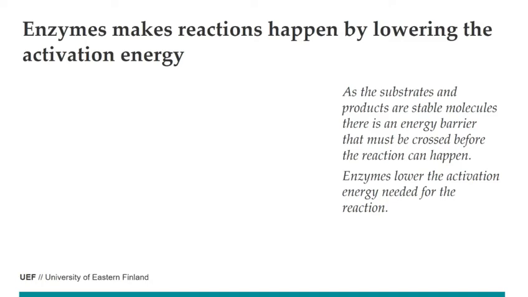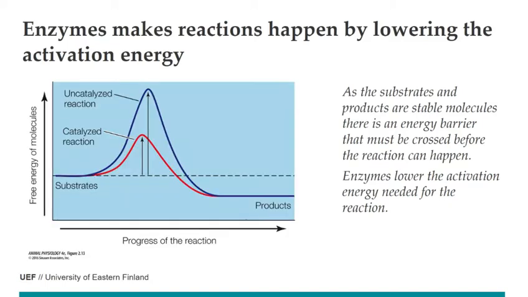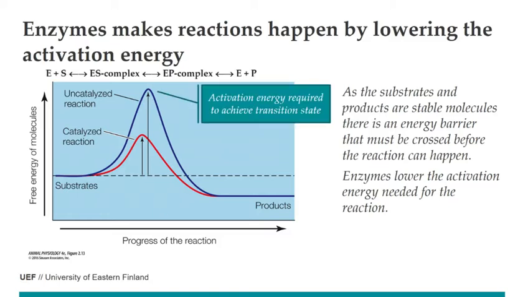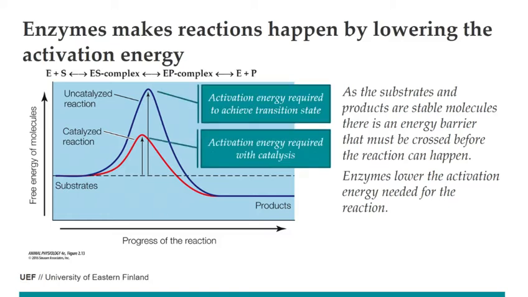The substrates and products are usually stable molecules, because even tomorrow these molecules still exist in your body. So there must be an energy barrier preventing them from changing into other molecules. This energy barrier must be crossed before the reaction can happen, and the activation energy is lower when we have a catalyst.